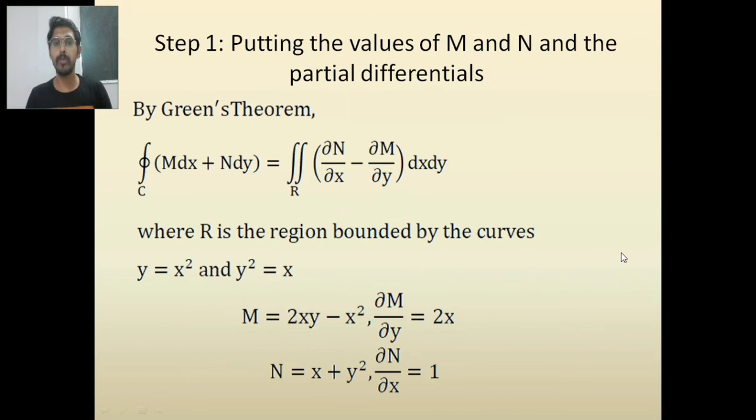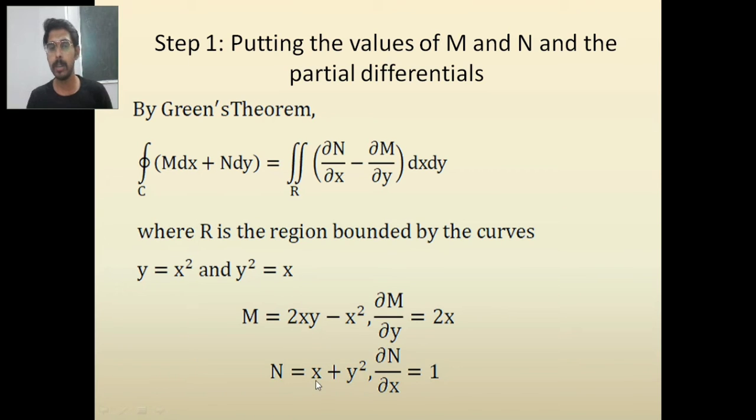Now let us move with the first step. The first step is to find out the values of m and n, and as I have mentioned, m is here the first part, which is 2xy minus x square, and del m del y will give you 2x only, because we are only doing the partial differentiation with respect to y. This particular part will be 0 because there is no y component over here. So this particular part will give you 2x when you are doing the del m del y.